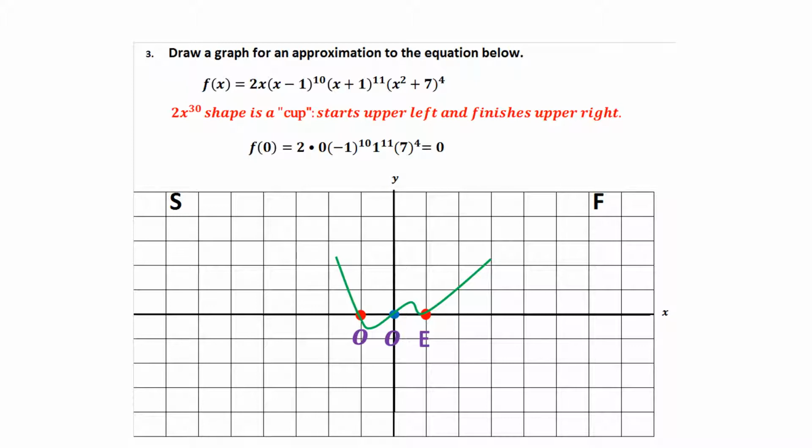So we start upper left. We come down to the negative 1. We go through the dot. It's odd. We curve around. We go through the origin. That's odd. Now we have an even. We touch it and then go back up, and that's our cup.